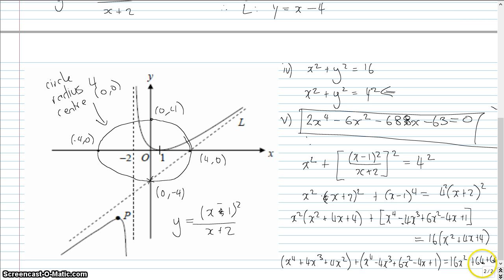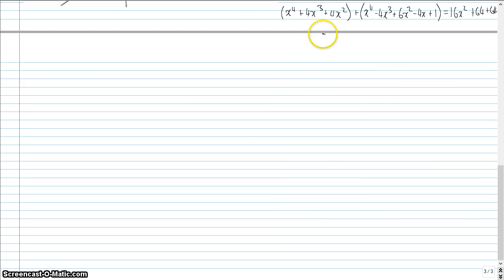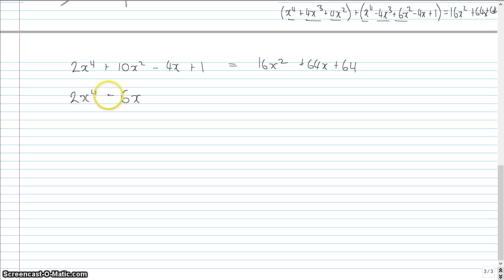So let's get a new page, so we can still see it up there. If we simplify this one, we get 2x to the power of 4, this term plus this term. The x to the power of 3 term disappears. 4 plus 6, so I'm going to get plus 10x squared minus 4x plus 1, and I realize there should be an x in there as well, is equal to 16x squared plus 64x plus 64. So move everything over to one side. I get 2x to the power of 4 minus 6x squared minus 68x minus 63 is equal to 0.